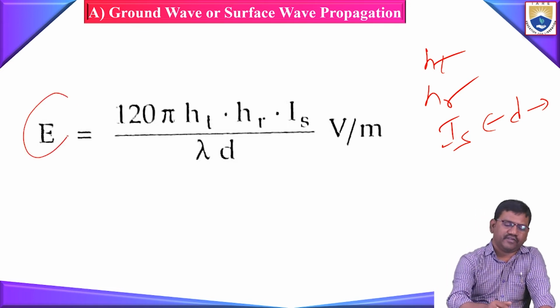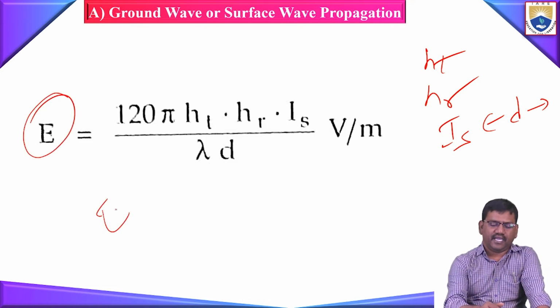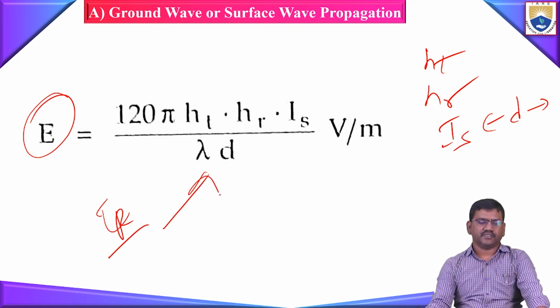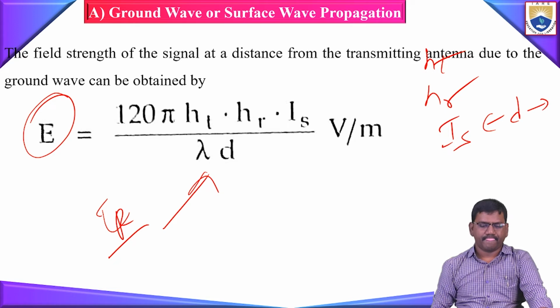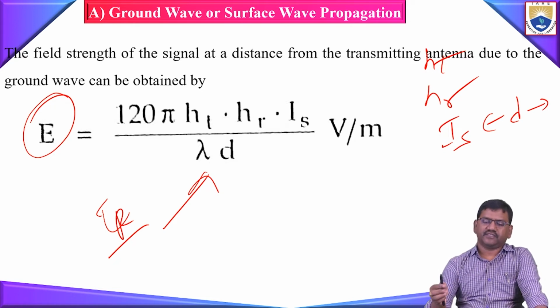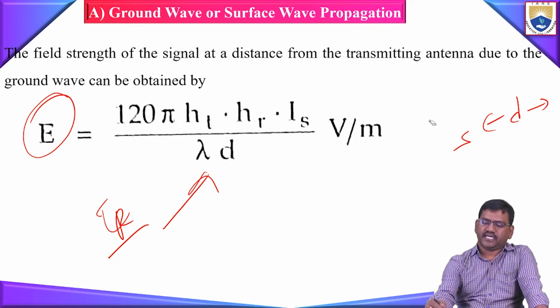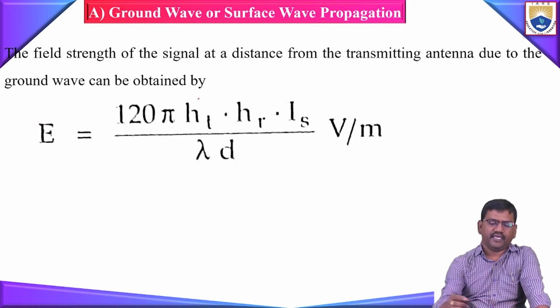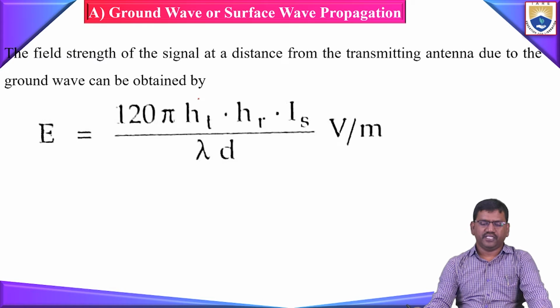So the total electric field strength at the receiving antenna is calculated by this formula: 120π HT IS / λD. The field strength of the signal at a distance from the transmitting antenna due to the ground wave can be obtained by E = 120π HT IS / λD.